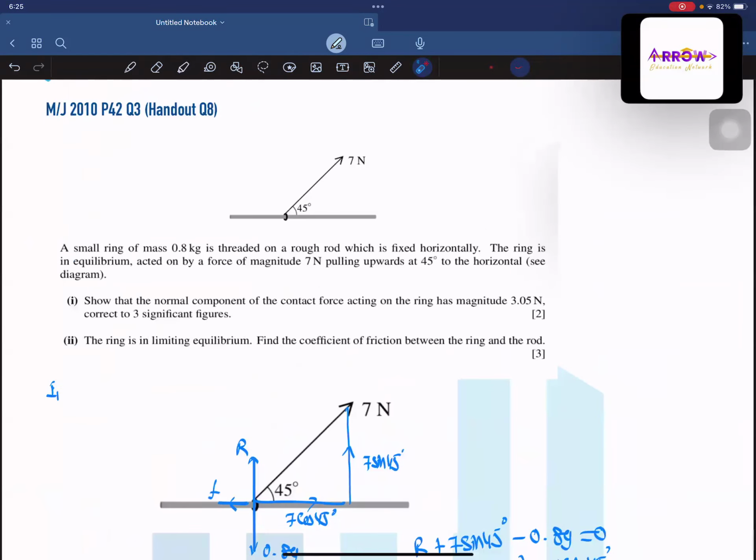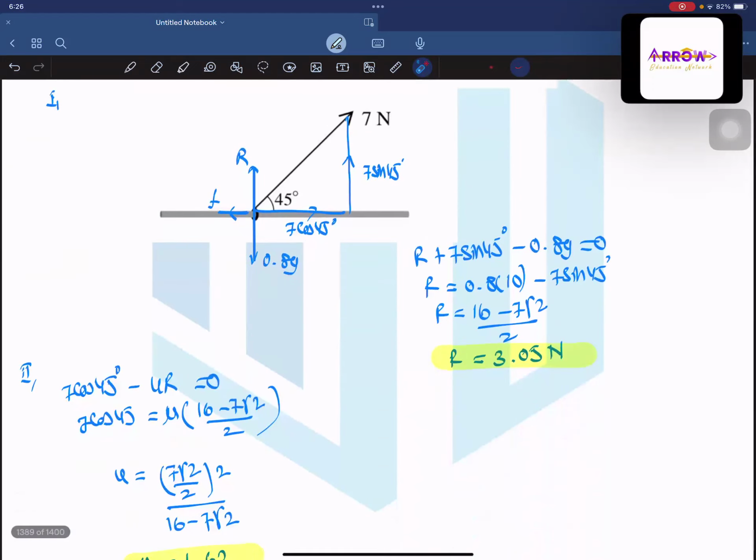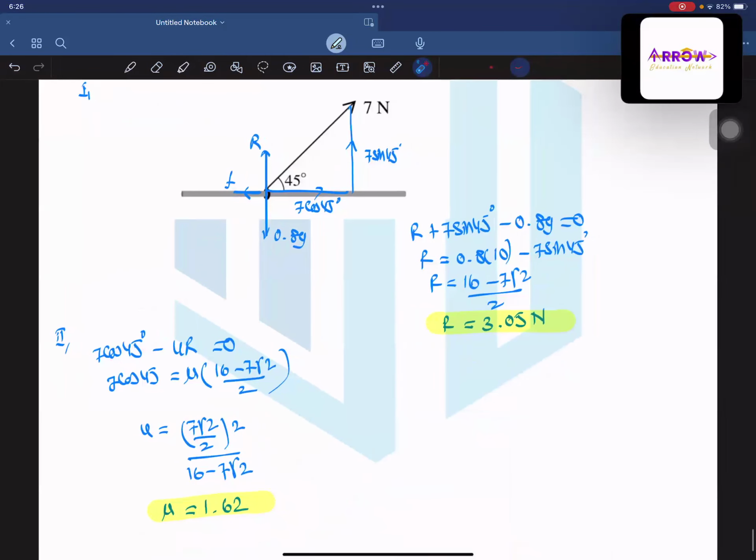Then in part 2, it says that the ring is in limiting equilibrium. Find the coefficient of friction between the ring and the rod. So now the friction is basically having a maximum value. So we can say that 7 cos 45 minus friction, and this friction would be at its maximum value, so mu R. In place of friction, I have just replaced this friction with mu R, because this is the maximum value of the friction over here. So 7 cos 45 minus mu R is equal to 0.